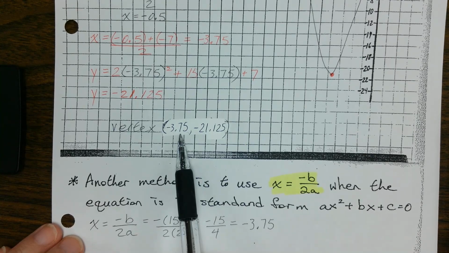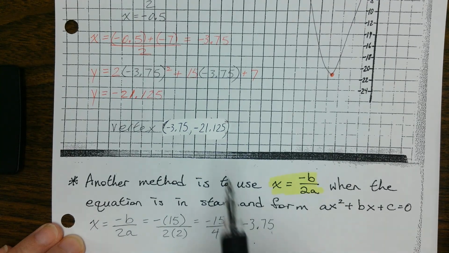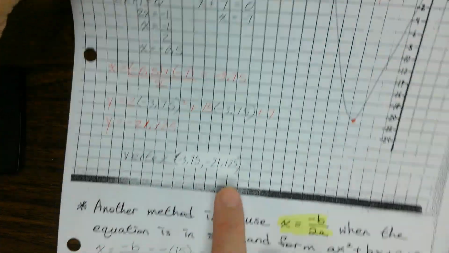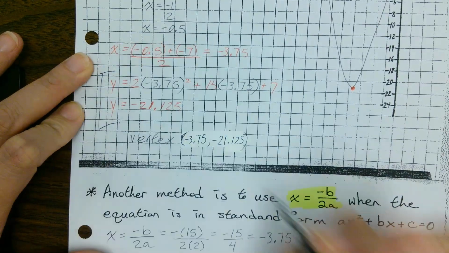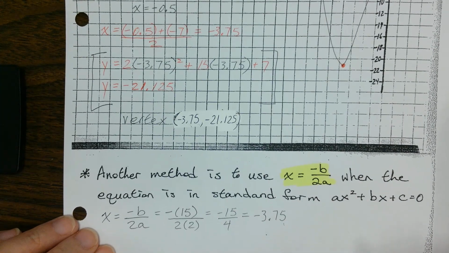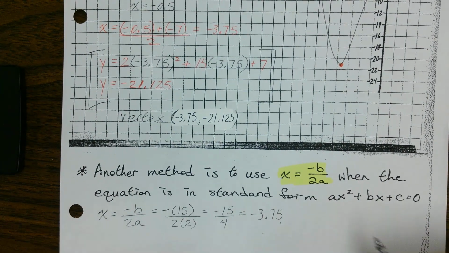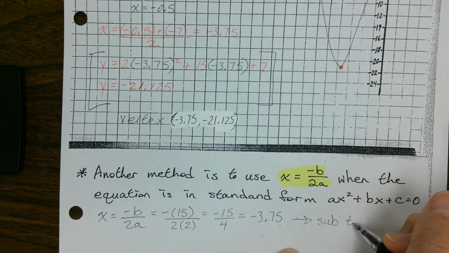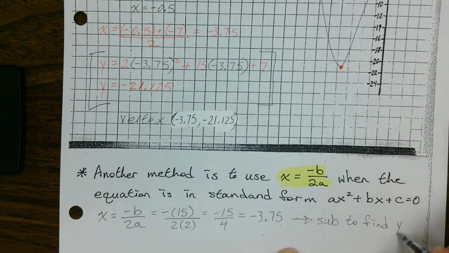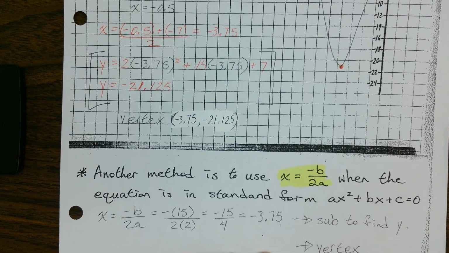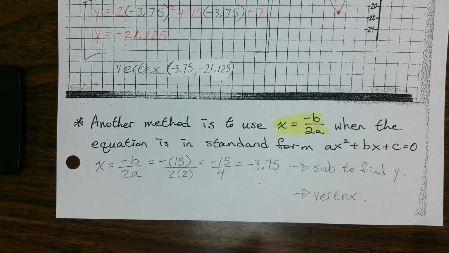So technically, we could use this shortcut to skip all this and then just do this part. And then we can figure out what our vertex is. Okay. And then from here, sub to find y, and then you will get your vertex. Alright. Once you get your vertex, then you can do step method or any other method.